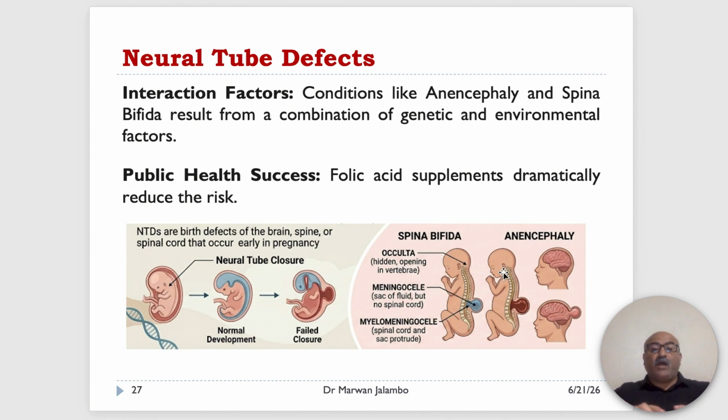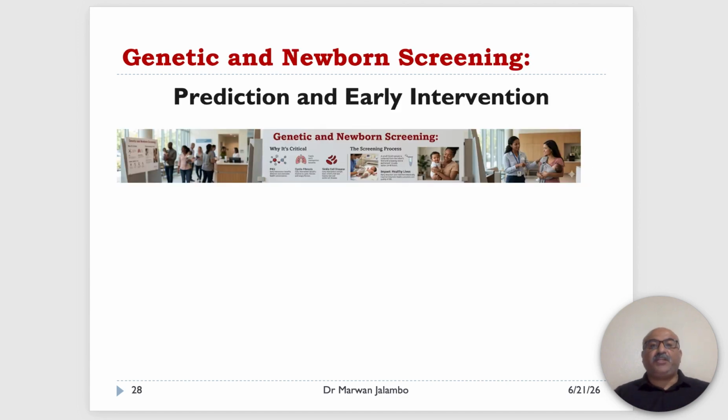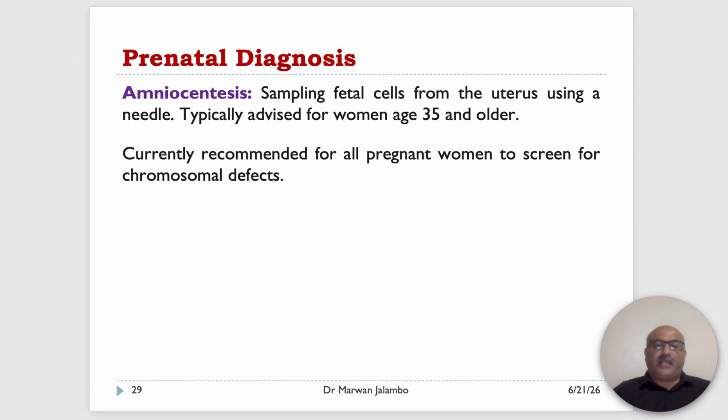Let's move to our next section: the genetic and newborn screening, prediction, and early intervention. This is where clinical practice and public health intersect to predict risks and provide early life saving intervention. Prenatal diagnosis. Intervention can begin before the child is even born.